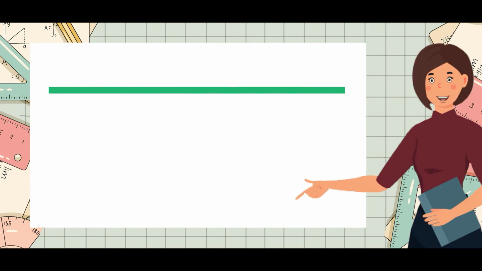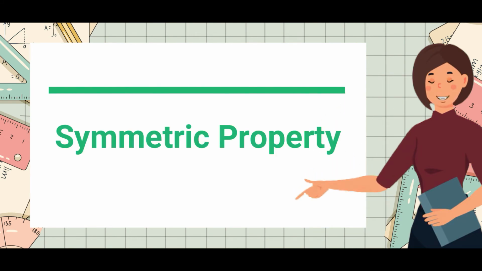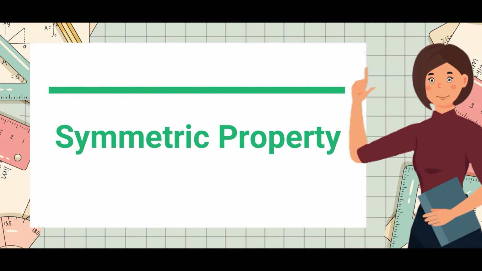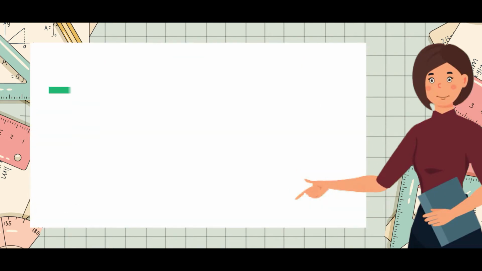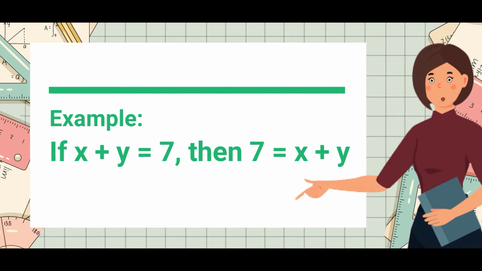Now, let us proceed to the symmetric property. First is the symmetric property of equality. It states that if one value is equal to another value, then the second value is also equal to the first value. So, if we have A equals B, then B equals A. For example, if x plus y equals 7, then we can say that 7 is equal to x plus y.